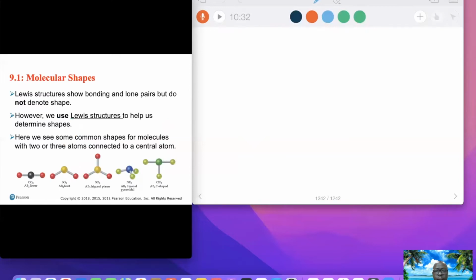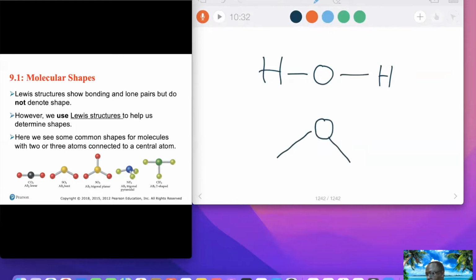So when we talk about molecular shape, typically you may have seen the Lewis structure for H2O represented as H, single bond, oxygen, single bond, H, in a linear manner. This is oversimplified. The actual shape of the molecule is bent, where we have oxygen and two hydrogens. This is the molecular shape for H2O.